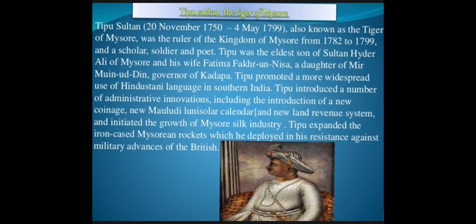In 1799, the British won the Battle of Srirangapatnam against Mysore. Tipu Sultan was killed defending his capital.